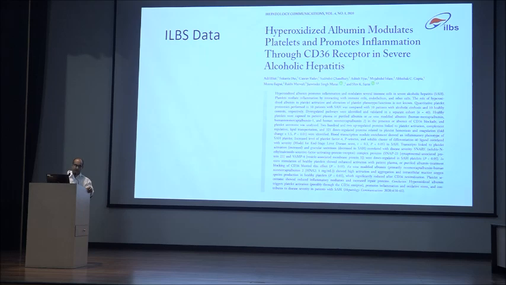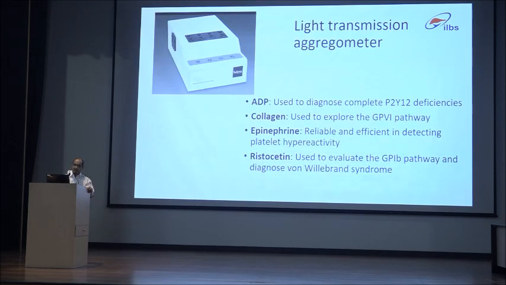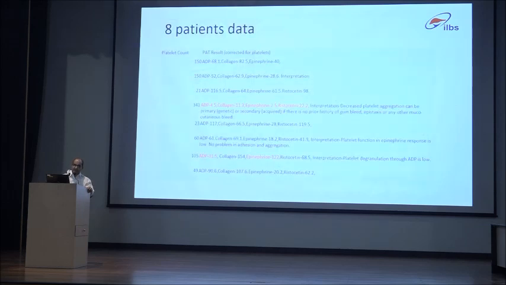hyperoxidized albumin can activate the platelets and subsequently cause the inflammatory conditions in case of alcoholic hepatitis. And recently we have acquired this light transmission aggregometer, where we are currently doing platelet function assessment by ADP, collagen, epinephrine, and ristocetin. And this is the patient data which we have done in 8 patients.